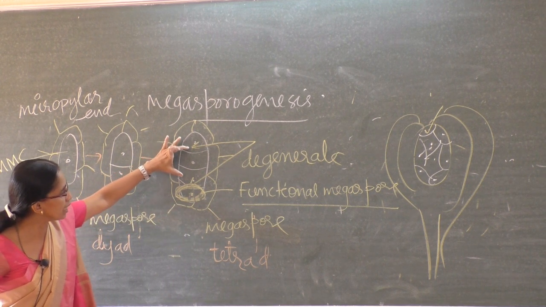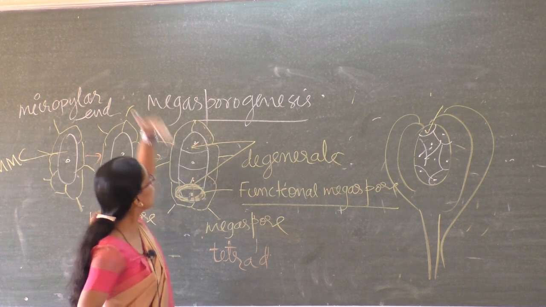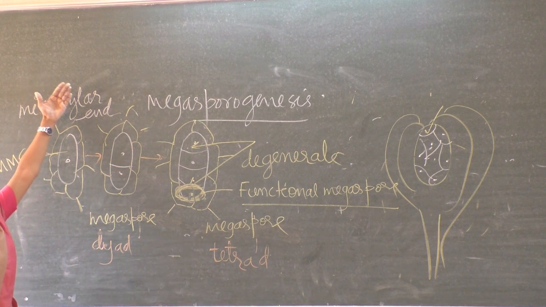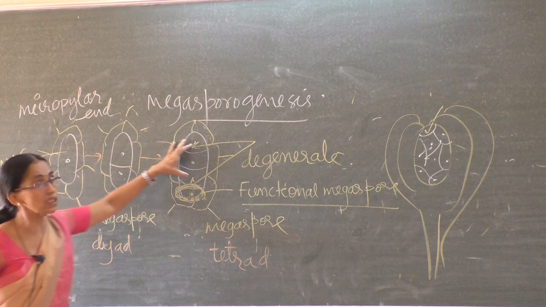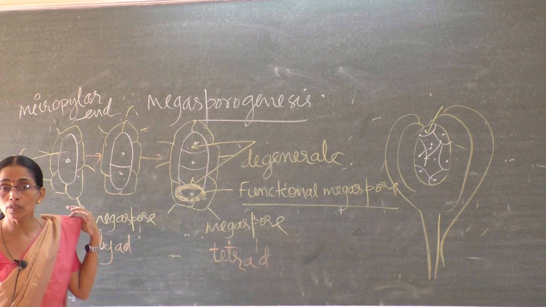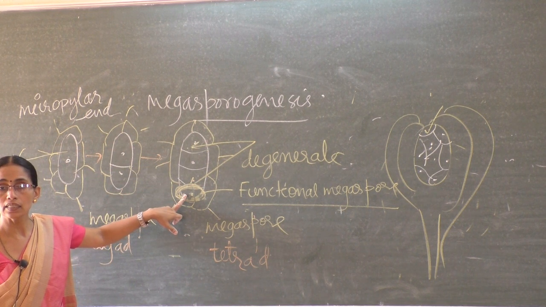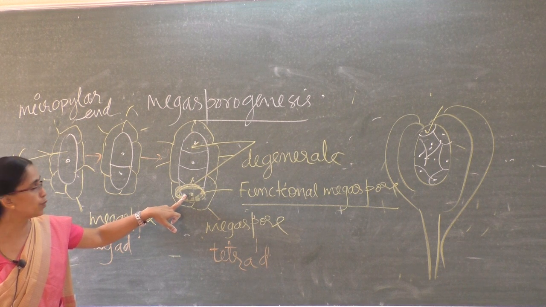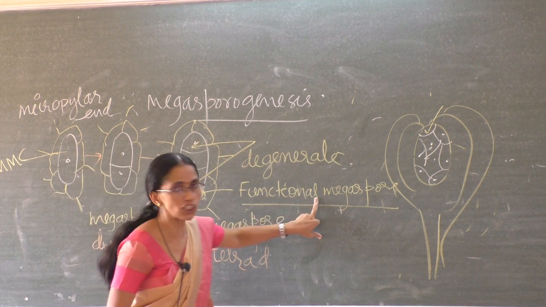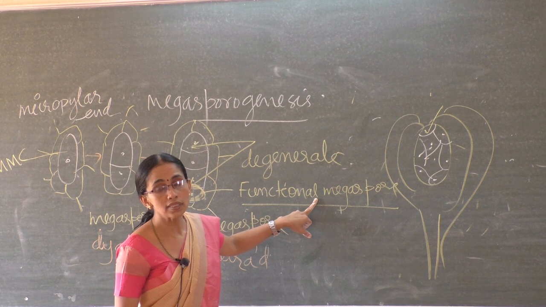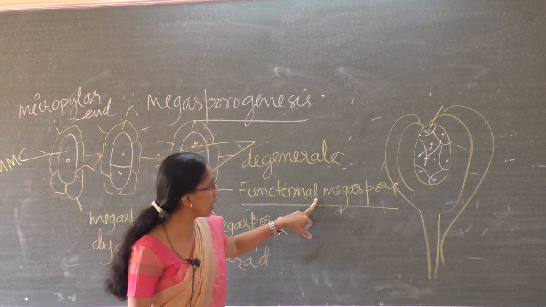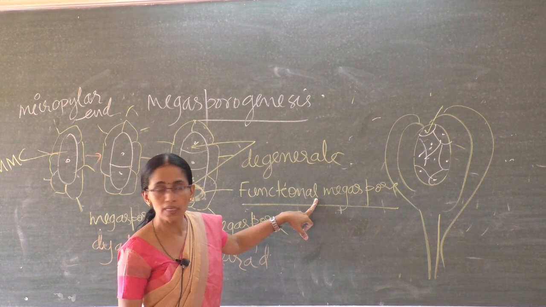Among these, those 3 cells which are close to the micropyle. What is this end? The upper end is the micropylar end. Why? This is an orthotropous ovule. These 3 degenerate, and one becomes functional, and that is the functional megaspore. This functional megaspore later gives rise to the embryo sac.